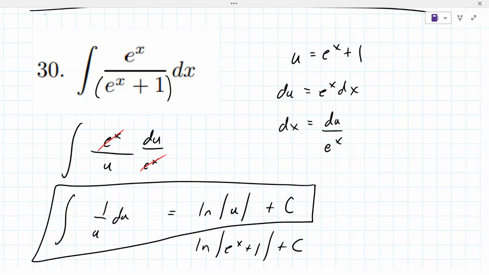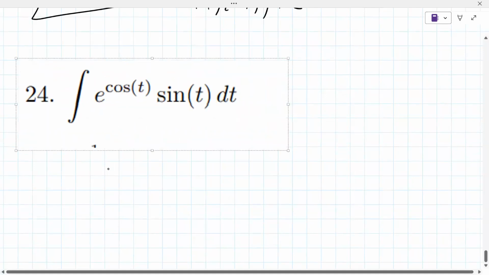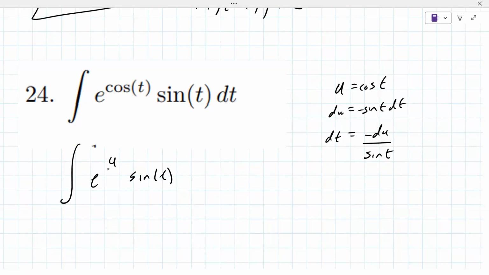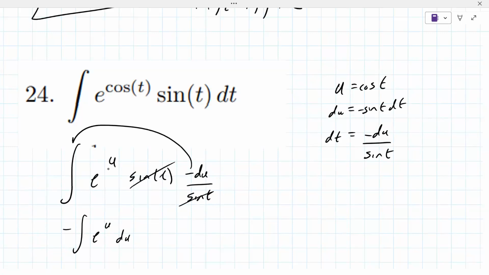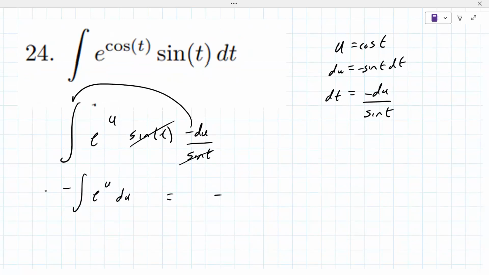Let me really quickly show you one more. I'll work this one out fully and we'll close out our lesson here. So the u here is cosine t. The du is minus sine t dt. So dt is minus du over sine t. It becomes the integral of e to the u times minus du over sine t. That negative you can bring out. Negative integral e to the u du, the sine t's cancel. The antiderivative of e to the u is itself. It's the only one that is itself. Plus c. And then you put that u back in.